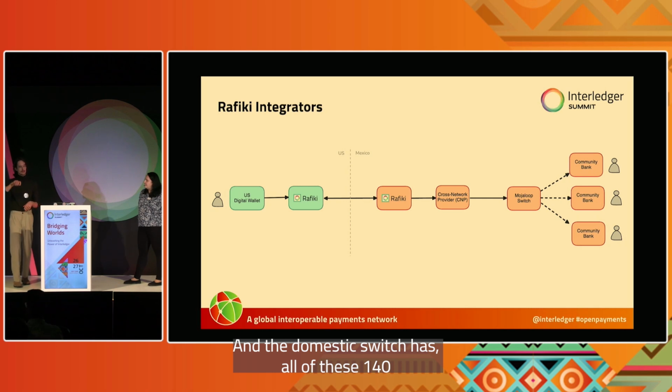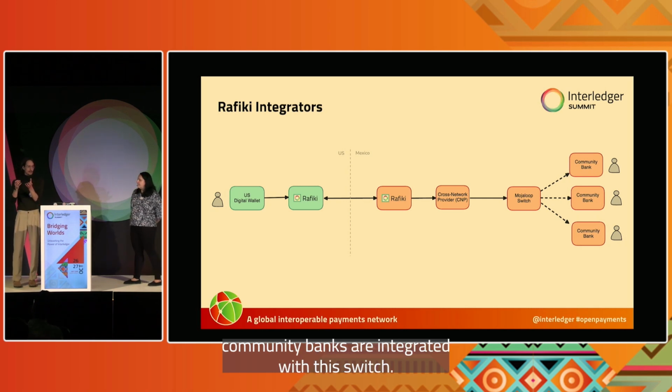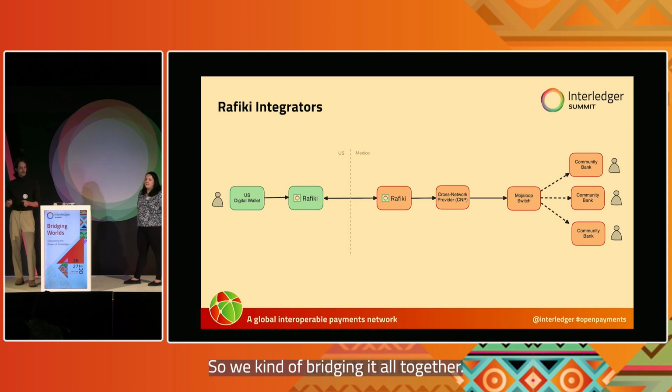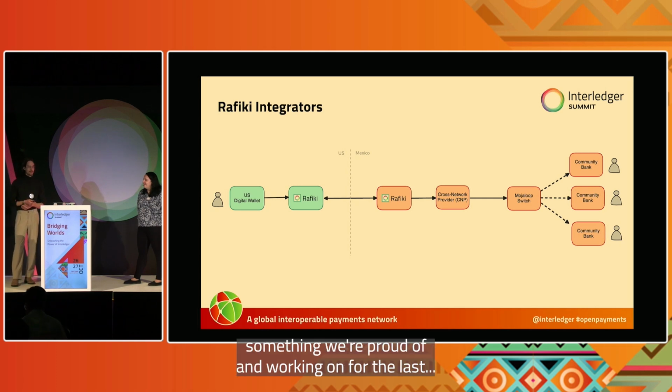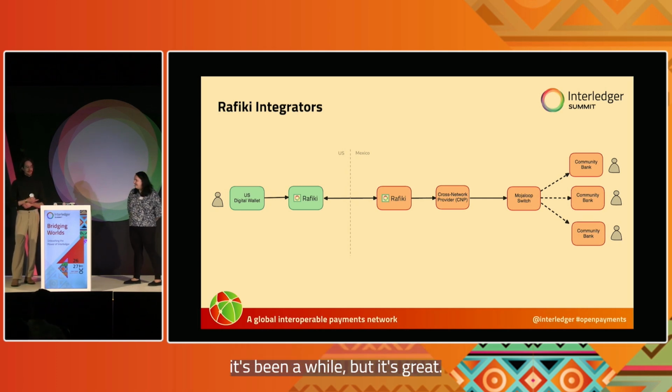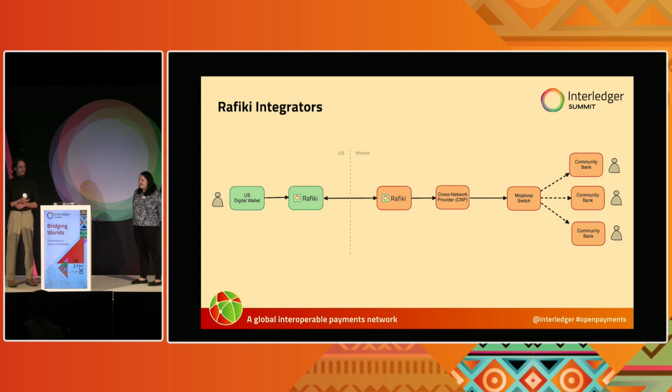And the domestic switch has all of these 140 community banks integrated with it, so we're kind of bridging it all together. And yeah, it's a big project, but something we're proud of and have been working on for a while, and it's great.